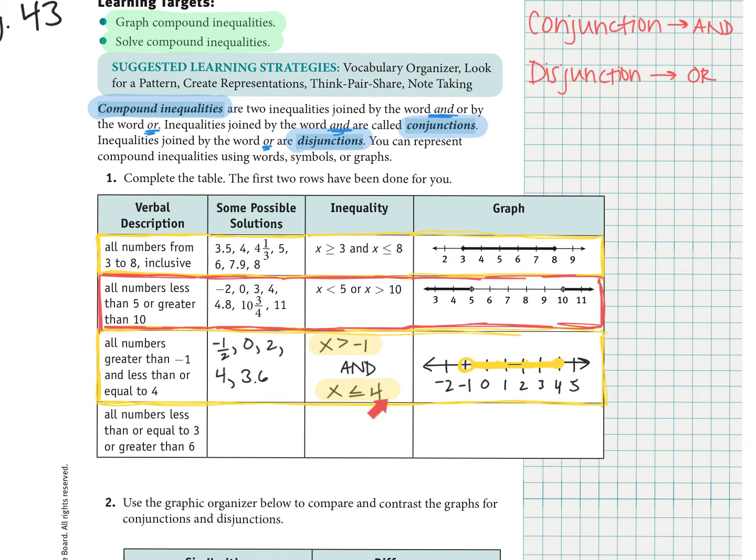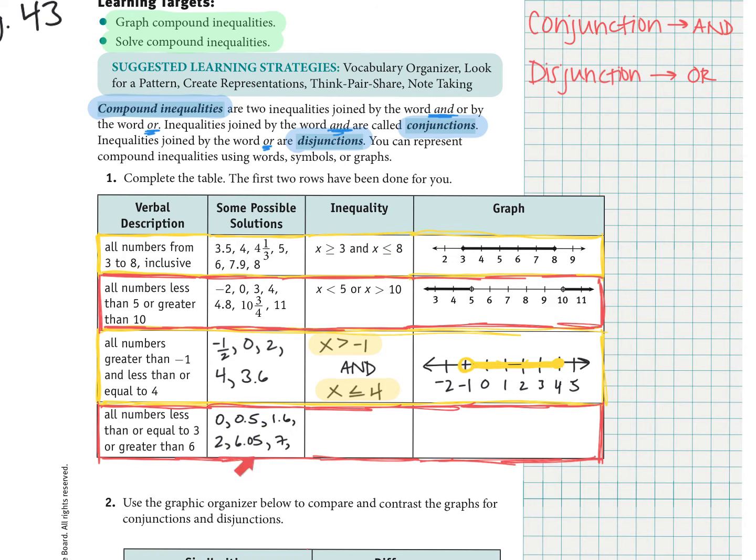Go ahead and look at the last row. Look at our verbal description, and I want you to complete the bottom row. All right, I put down a couple of examples of numbers that would be less than or equal to 3, but also greater than 6. I wrote down my two inequalities: x is less than or equal to 3 or x is greater than 6.